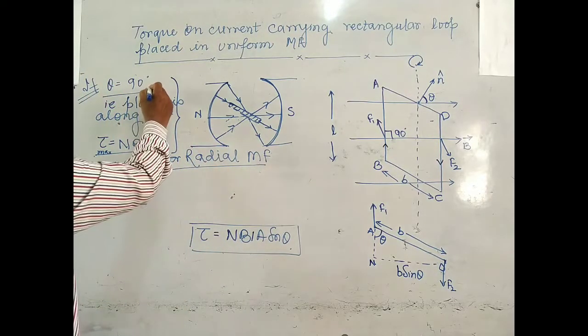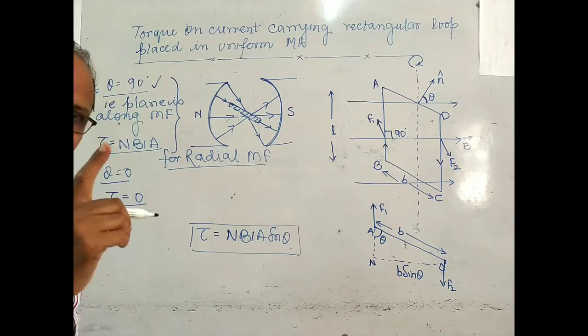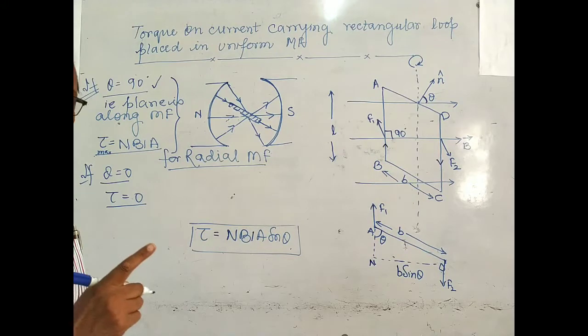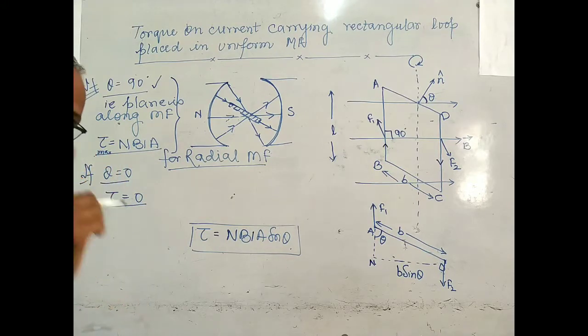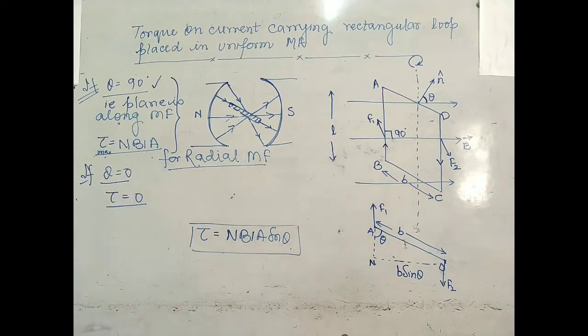That is, theta will always be 90 degree, perpendicular, normal to the plane and the magnetic field lines, or you can say plane makes 0 degree angle. So torque will always be NBIA.